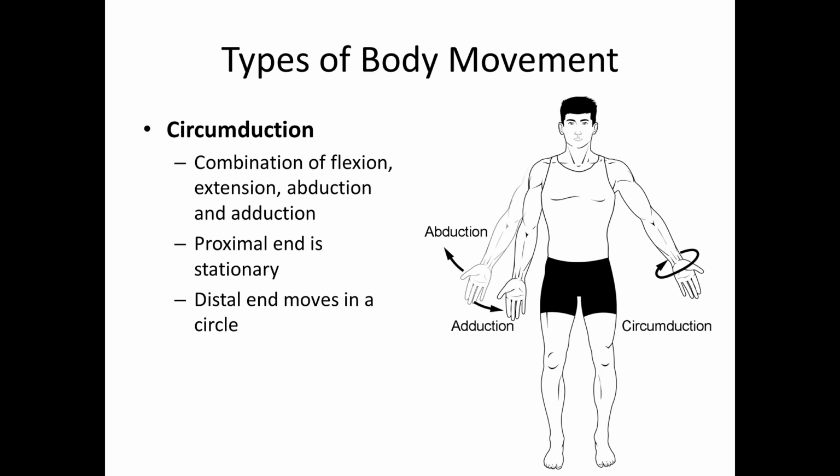Another special type of movement here is called circumduction, and this is going to be a combination of different movements, but we see that we are going to rotate our limbs in a circle. The proximal end is going to stay stationary, it's going to be the pivot point, and then the distal end is going to obviously move in a circle. So circumduction.